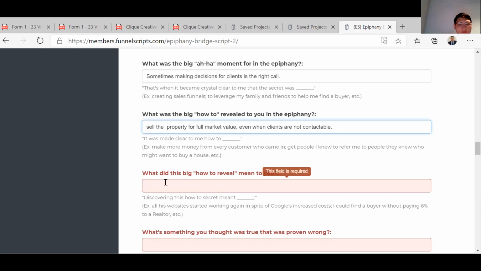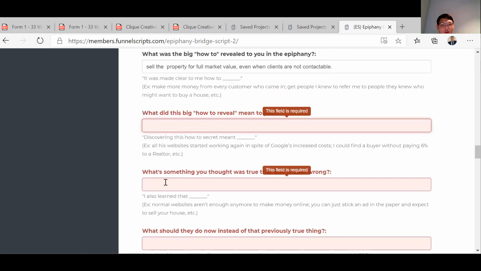Okay, discover how to be. What does that mean to you now? The big how-to now, it means you have the solution to help the client who wants to sell the property for their full market value, if they are too busy to care about the detail.